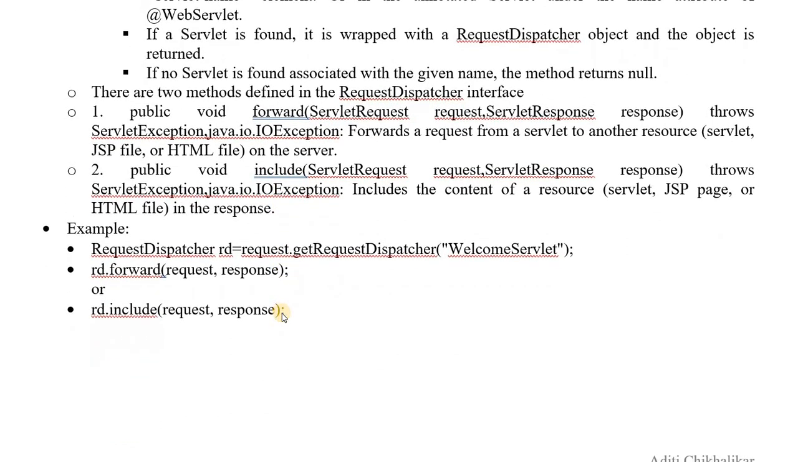Now let us see it example-wise. RequestDispatcher rd, I want to create the object of request dispatcher, right? It is equal to request.getRequestDispatcher, and I am writing the name of the file to which I want to connect. So I want to connect to welcome servlet, so I am writing welcome servlet. rd.forward(request, response), or rd.include(request, response). Whatever method you want to call, you can call over here.